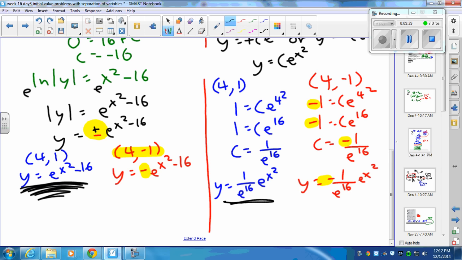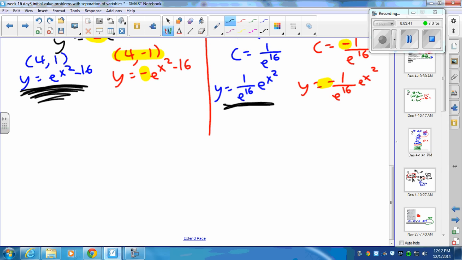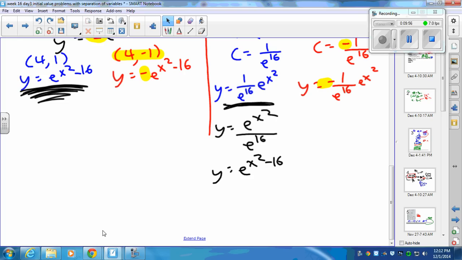Okay. Now, just staring at the two options here, that is the same as that, even though it looks different. Remember, the way I could write this guy is y is e to the x squared over e to the 16. And what are you going to do with exponents when you're dividing? You get to subtract. So they are the same. All right.